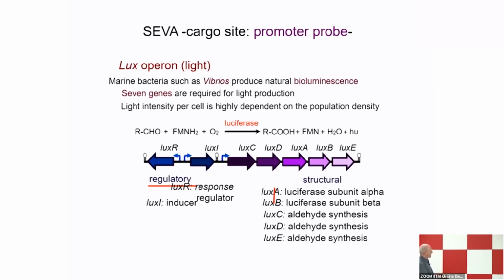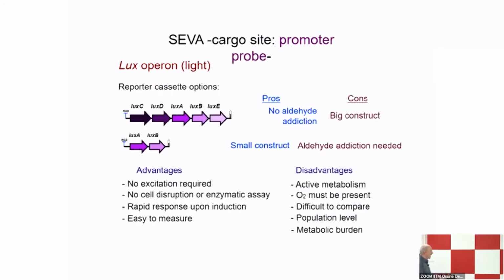Then you can have, for instance, a lux reporter, light that can be visible with the naked eye, or if not, with a luminometer. In that case, what you have is an enzyme, a luciferase, that is formed by expression of this bunch of genes here. And then you have the right promoter in front of these genes. What you have is emission of light that you can see with your naked eye.